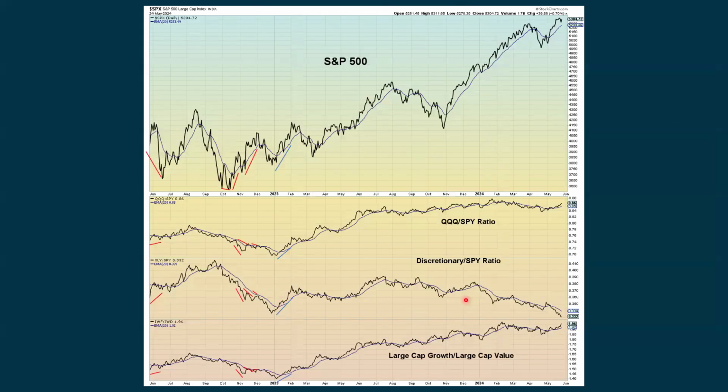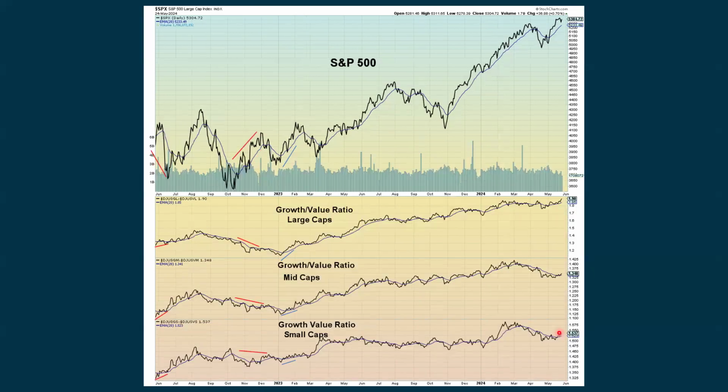We look at some growth to value ratios between indexes. The Qs to the S&P, this is showing some improvement, and the moving average is starting to turn back up. We want the QQQs, which is the NASDAQ 100, to lead. That's what really brought us up out of the lows set back in October of 2022, and also the lows that we saw in October 2023. We want this to continue to go up. But we're a little concerned here because discretionary is underperforming the S&P. We want that to turn and be able to go up. We're seeing a little bit of an improvement here when we compare large cap growth with large cap value.